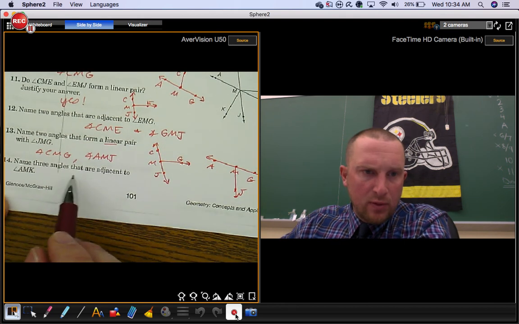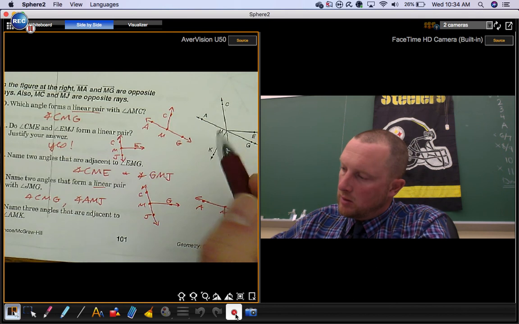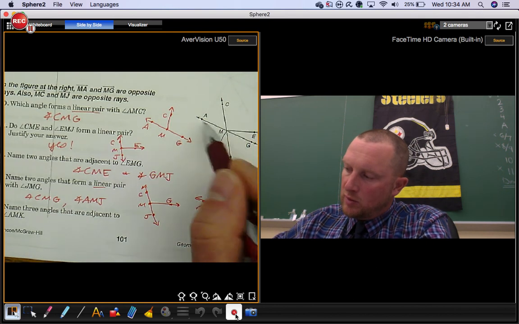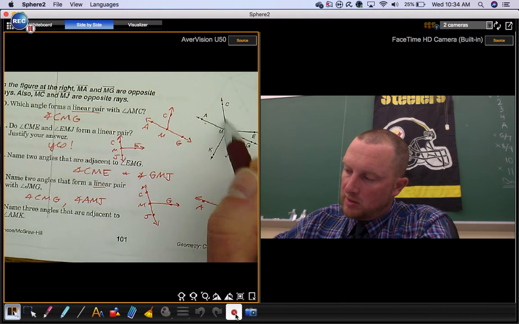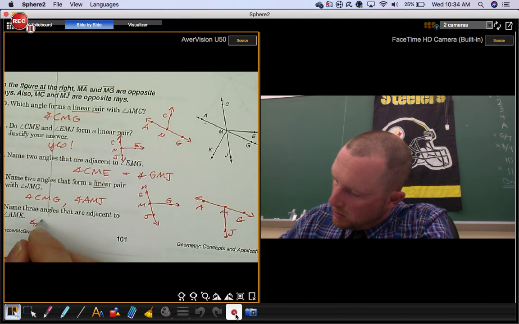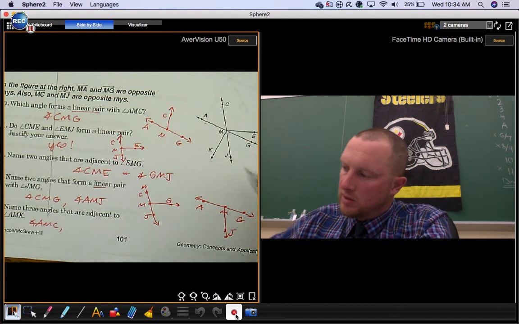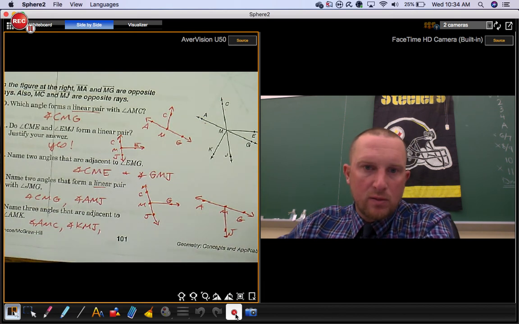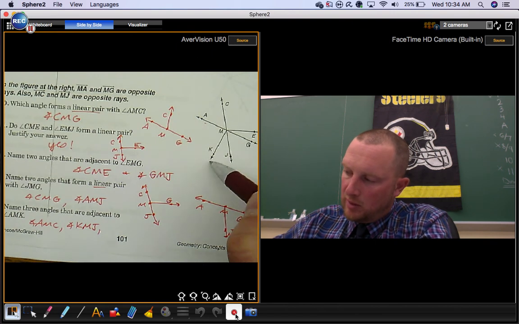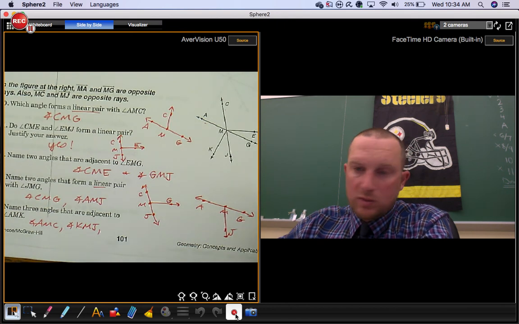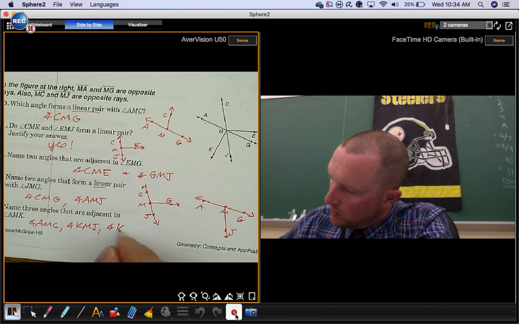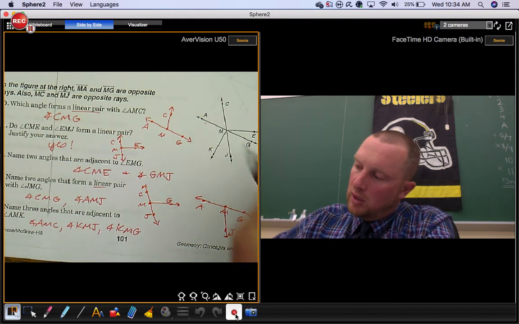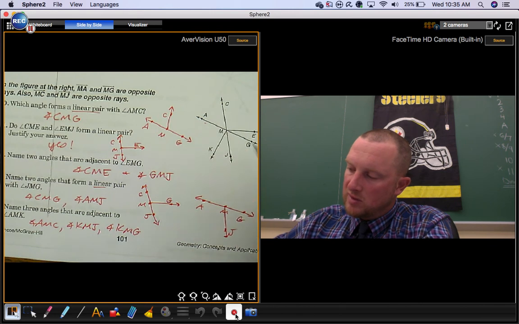Number 14, name three angles that are adjacent to angle AMK. So here's angle AMK. Let's go to its neighbor to the left side. Angle AMC, definitely adjacent. How about its neighbor to the right side? Okay, well, where are the other neighbors? Well, you just need to go with a bigger angle. Okay, so there's a bigger angle over here that's also adjacent to it. So we'll call it angle KMG. And you could have done the same thing over here. You could have picked this angle on the other side of it that's adjacent to it.